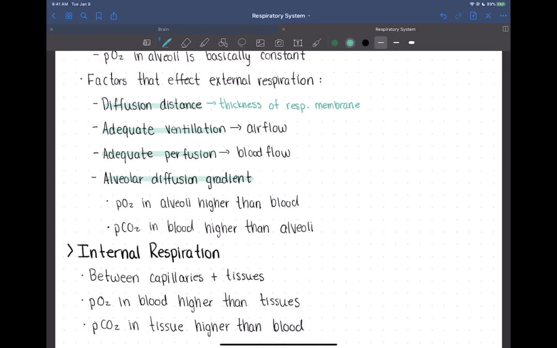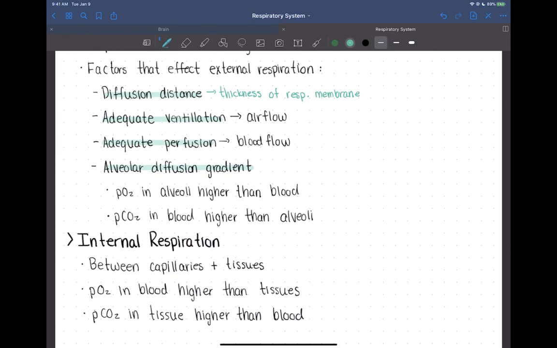Another one is ensuring that there is adequate ventilation. Ventilation just refers to airflow. So with adequate ventilation, there's nothing preventing air from getting to the alveoli, no obstructions or anything like that. This could be altered, for example, with something like COPD or asthma, so obstructive diseases.